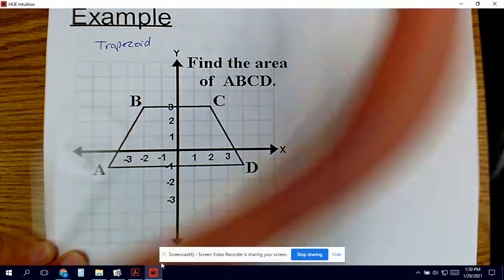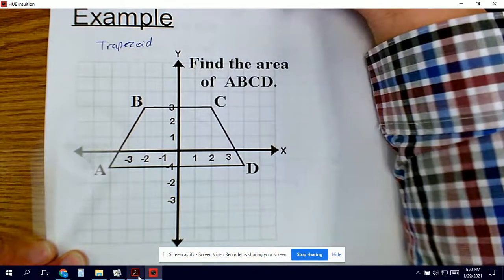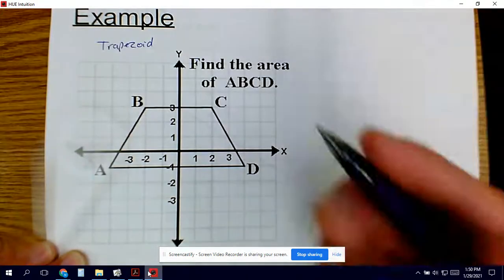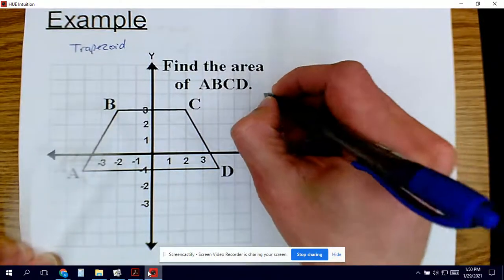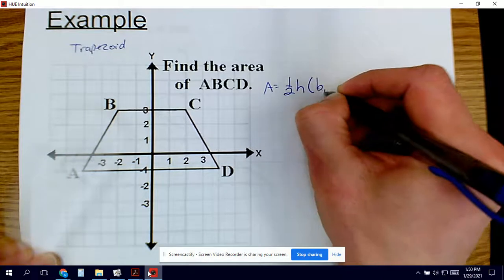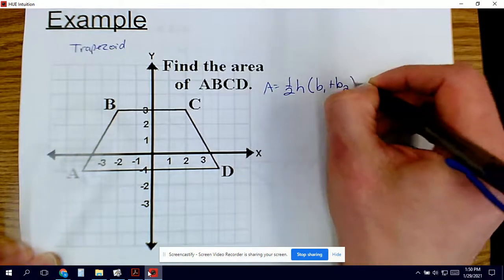So my next step is to find the formula for area of a trapezoid. Pull out your formula sheet if you need to. Here's the trapezoid in the top right-hand corner. Formula for area, 1/2 times h times the quantity of B1 plus B2. So copying down our formula, area equals 1/2 times the height times the quantity of B1 plus B2.